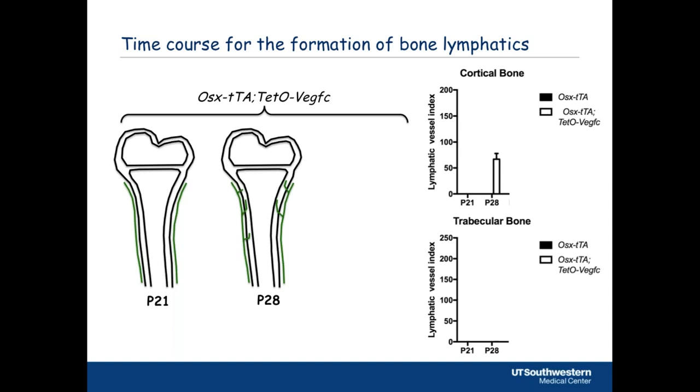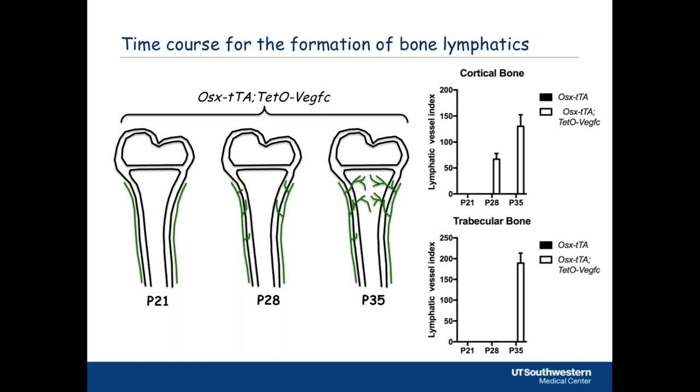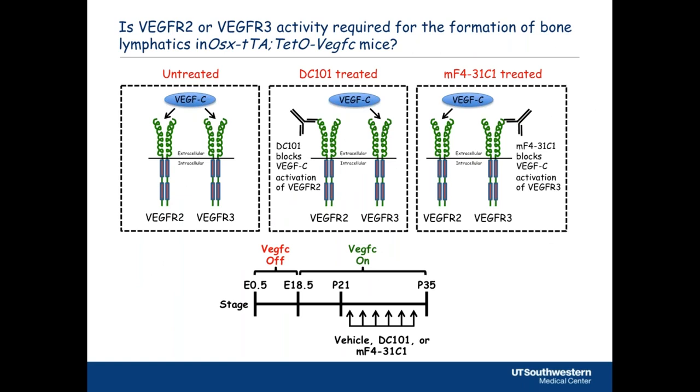So we found that lymphatic vessels were restricted to the periosteum in bones from 21-day-old mice. Lymphatic vessels were in the periosteum and cortical bone in bones from double transgenic 28-day-old mice. And we saw lymphatics in the periosteum, cortical bone, and bone marrow in bones from 35-day-old double transgenic mice. So these results suggest that bone lymphatics develop through an outside-in mechanism.